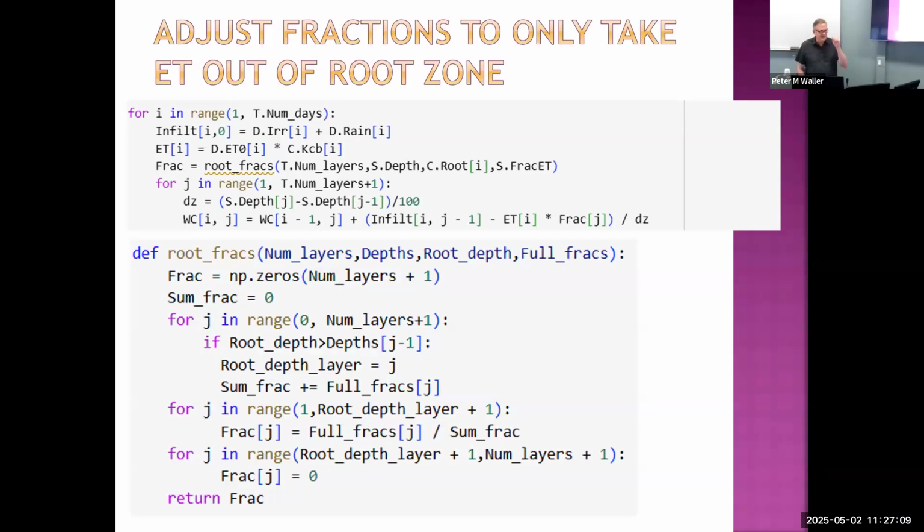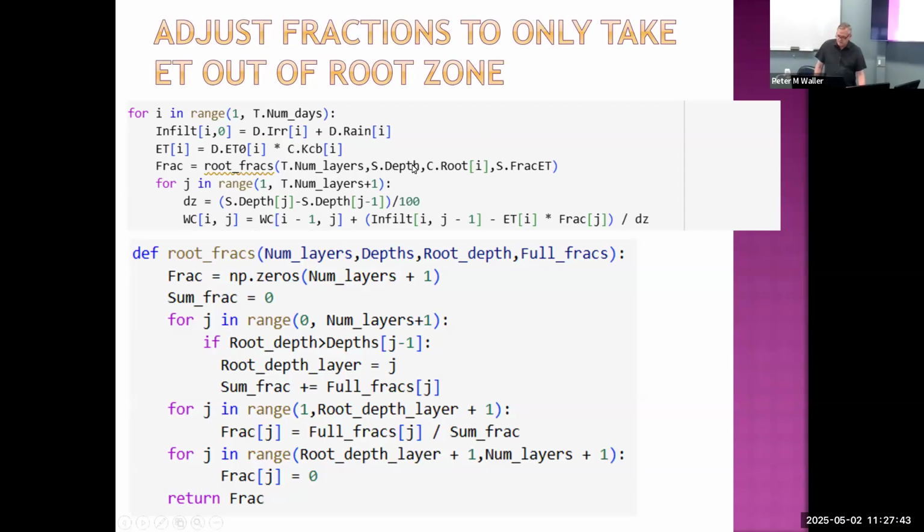Oh, s dot depth, that's the depth of each layer. That's an array from the soils file, the soil array file. And then I'm sending in an array. Here's the root depth at this I, so here's I from 1 to t num days. And then here's the fractions of ET that are coming from each layer, defined as if the roots were the whole way down. So that's from the soils file, the soil spreadsheet also.